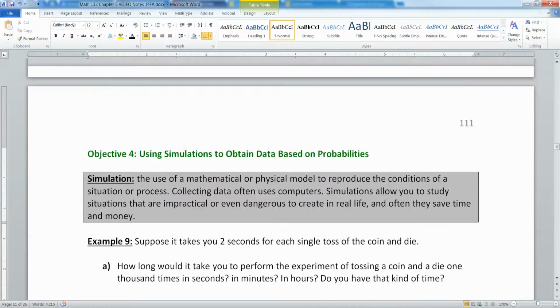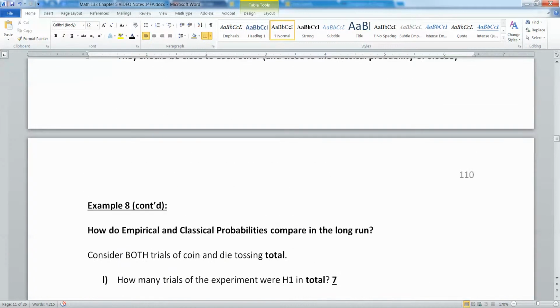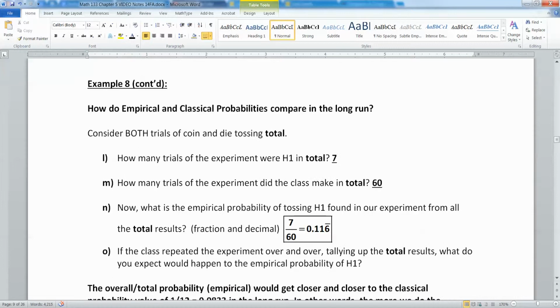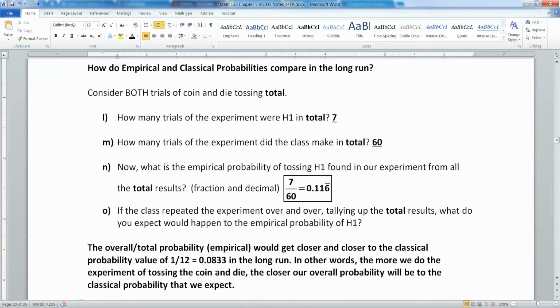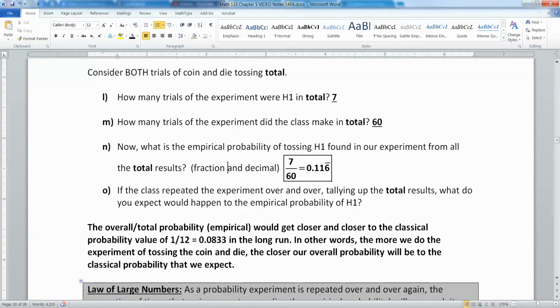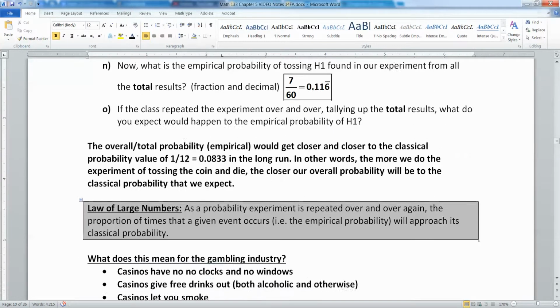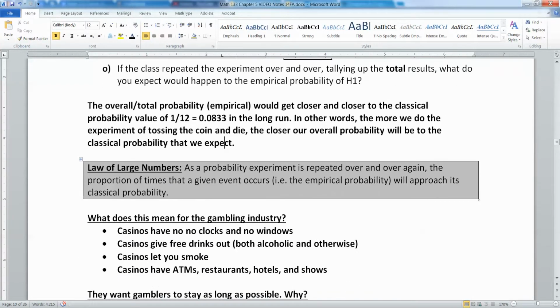If you remember in the last video, we were comparing classical and empirical probabilities, and we found that they weren't exactly the same, but they were very close to each other. And the longer you let the experiment play out, the closer the two probabilities are. That's why casinos try to keep you there so long.